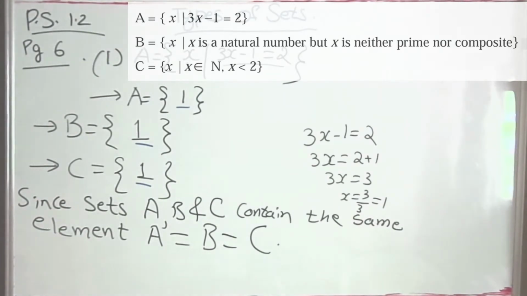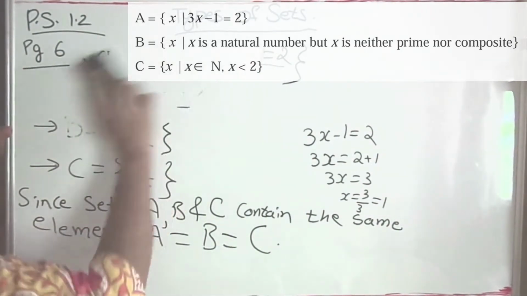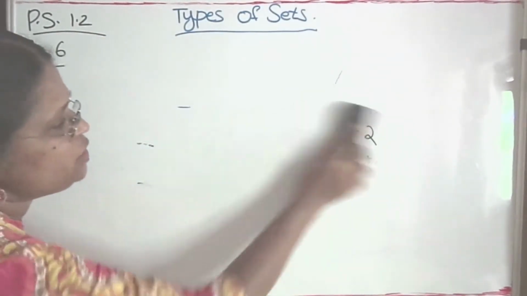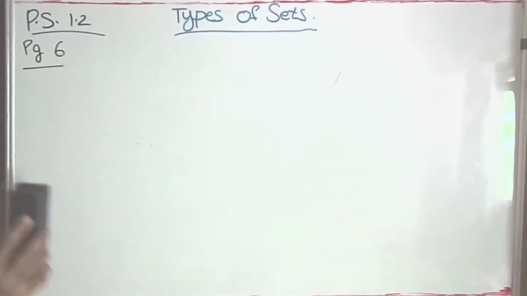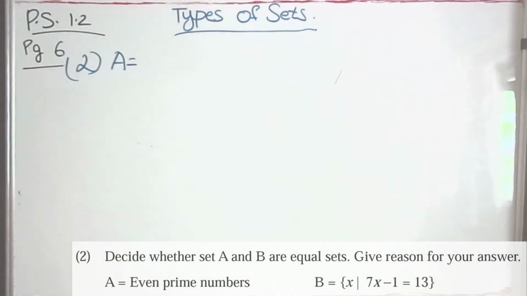Now let us go to the next question. Decide whether sets A and B are equal sets. Give reason for your answer. We are going to the second sum now. Whenever you have to write something, please pause the video and write it down. We go to the next one. Second sum. Decide whether sets A and B are equal sets. Now what is given as A? Even prime numbers. A is even prime number.